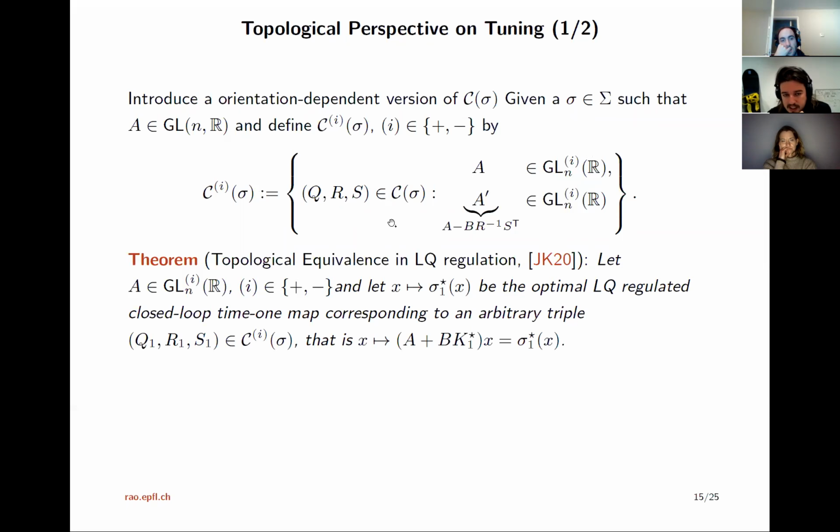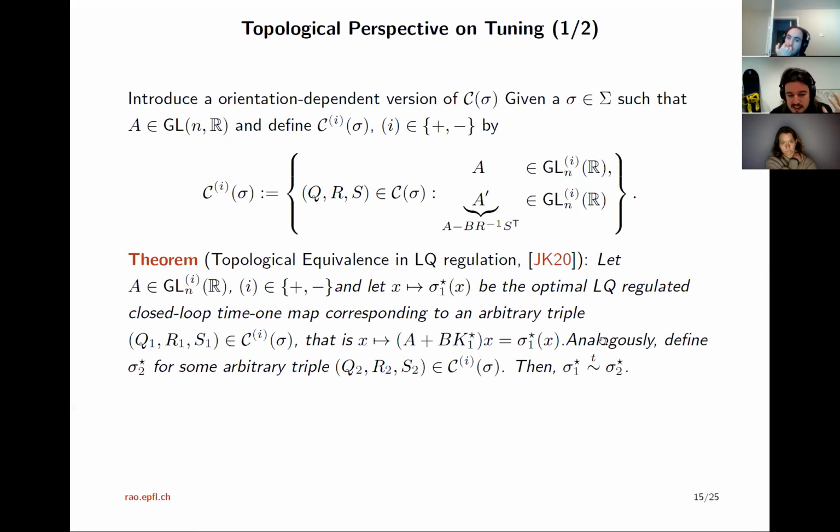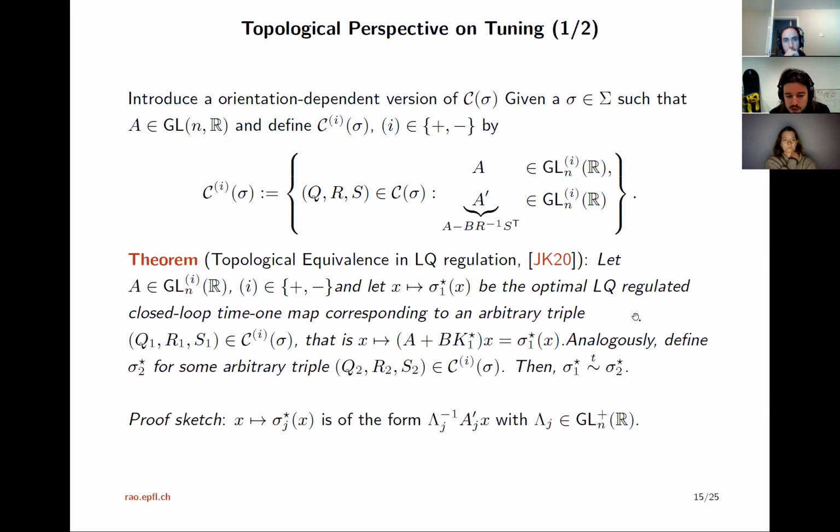Then we pick any triple from this set, which gives rise to some closed loop map. And if we pick any other triple from the set, then these two systems will be topologically equivalent. Actually, this is very easy to show, because it turns out that all of these resulting closed loop systems are of this form, where this lambda matrix is a member of GLM plus, which means that this membership is invariant under applying this lambda inverse. So it's a sort of straightforward result.